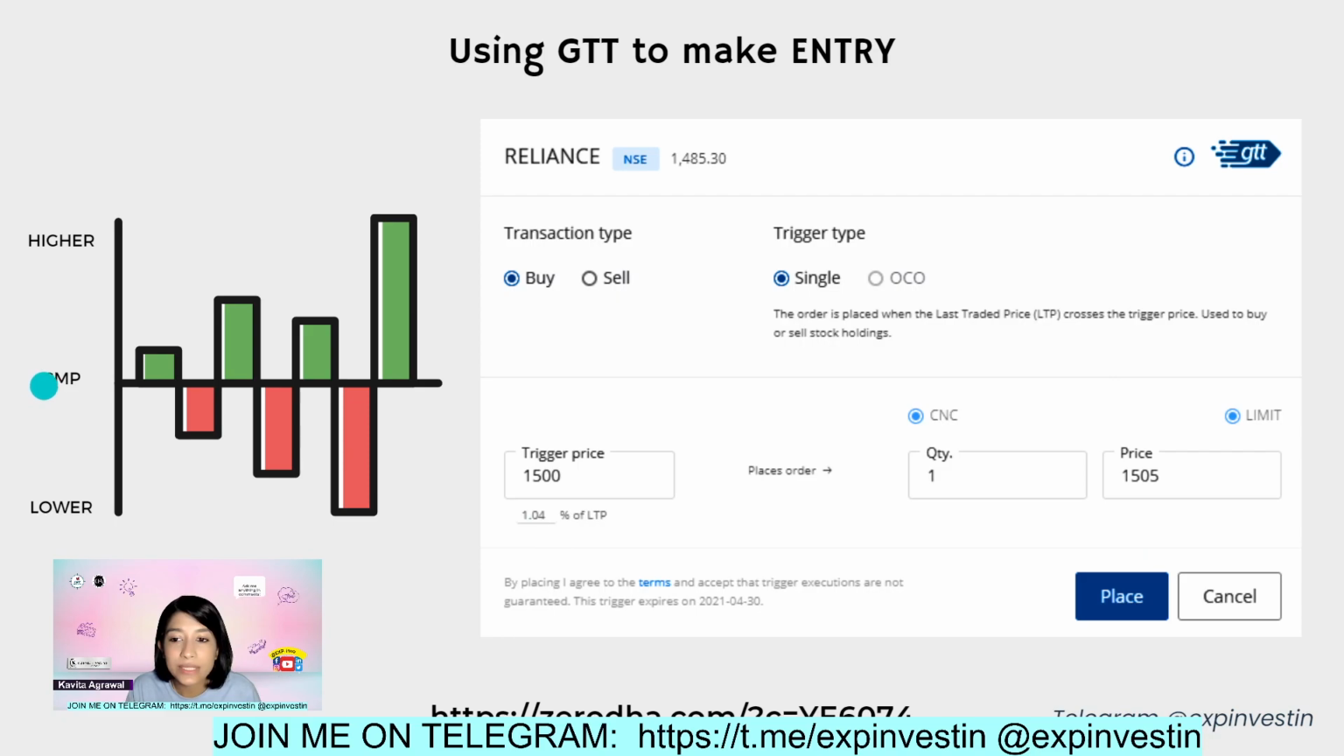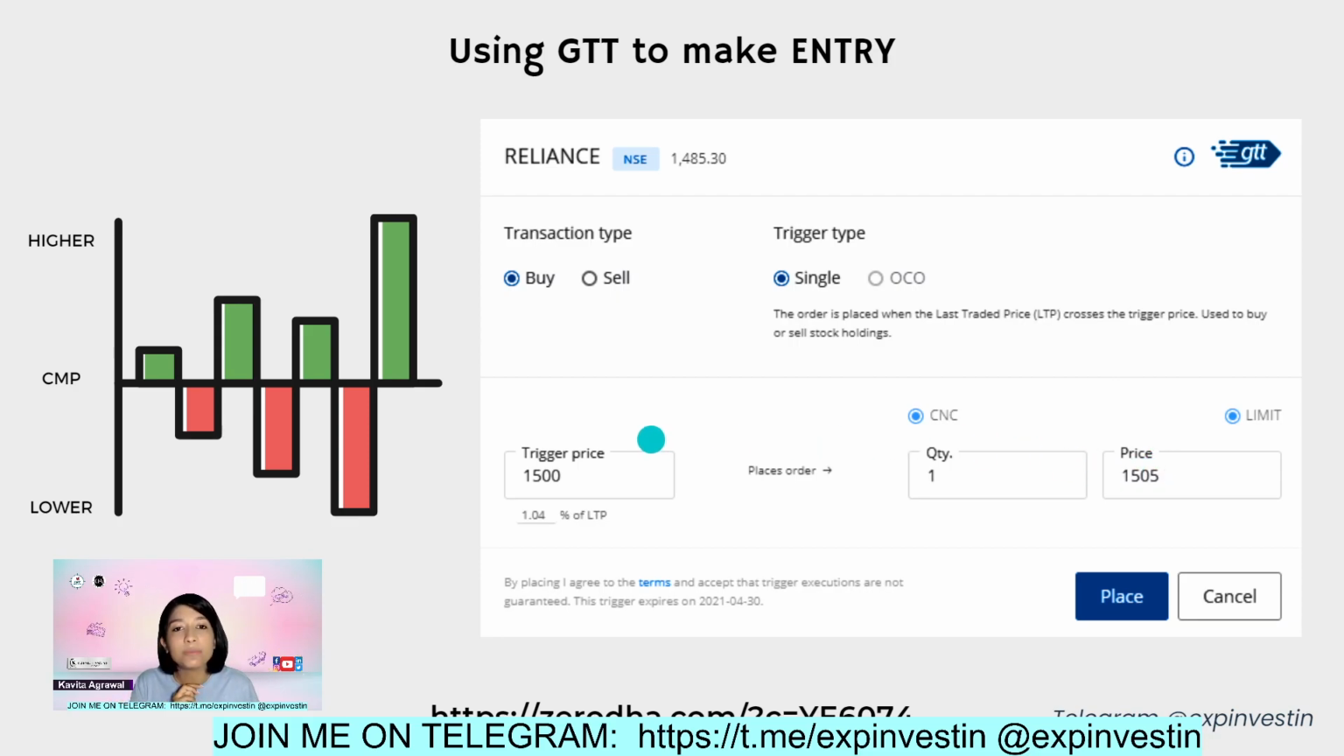So basically here, 1485 is your CMP, right? And the trigger price of 1500 is higher than the CMP. Now, the strategy that whoever is executing here is using is the momentum strategy. Basically, they are saying that if there is enough momentum in the stock and the stock goes up to 1500, I am willing to buy the stock for as long as it goes up to 1505. Above 1505, I'm not interested in buying.